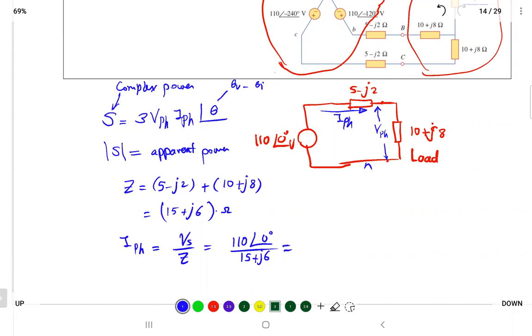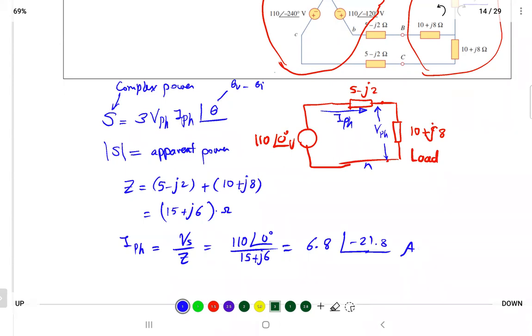I will convert it to polar form, magnitude and angle. So I'll just again use my calculator, and that's what I got: 6.8, and the angle -21.8. You can do it with your calculator, maybe I will make a mistake or something. And that's the current phase.